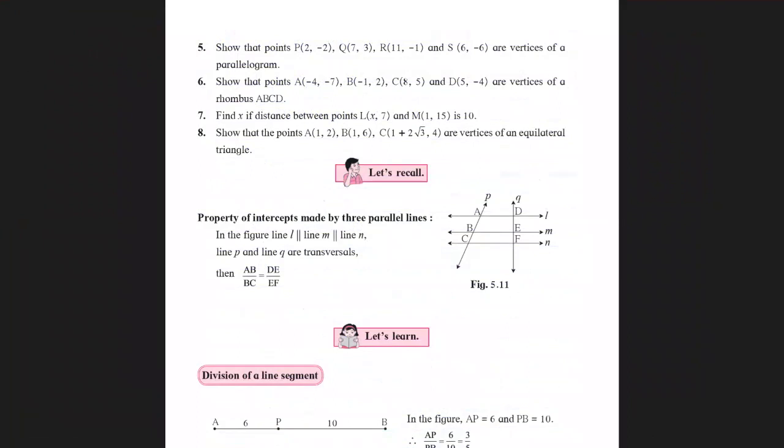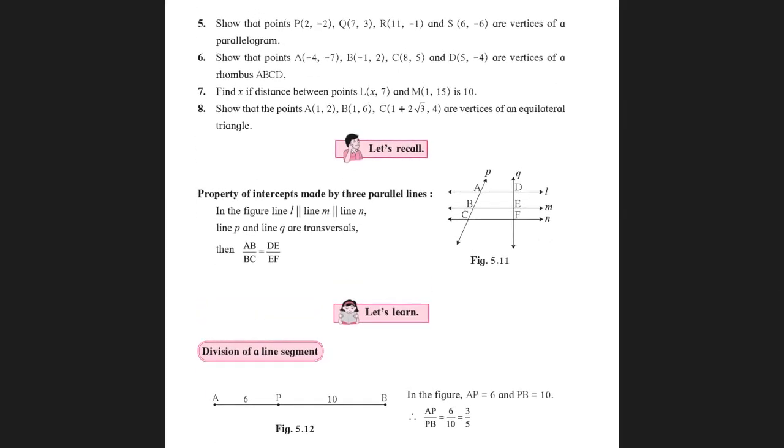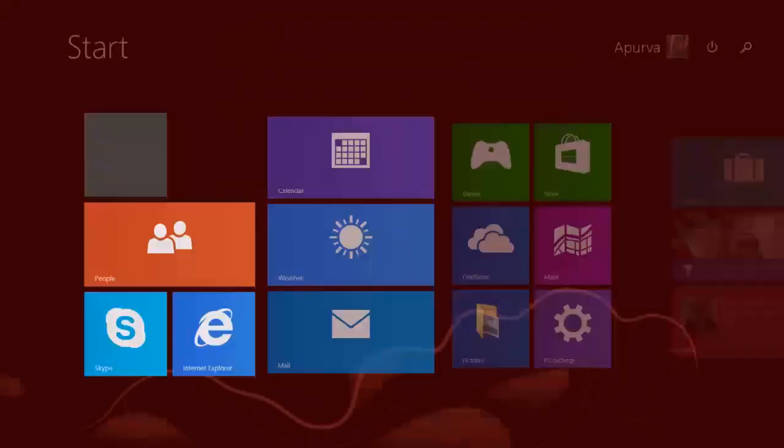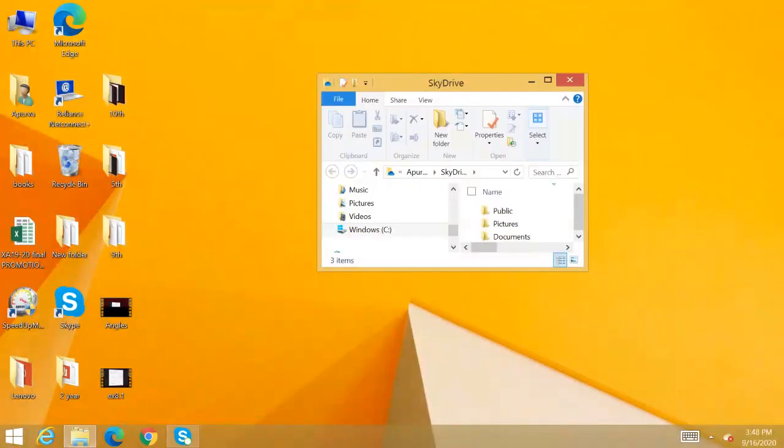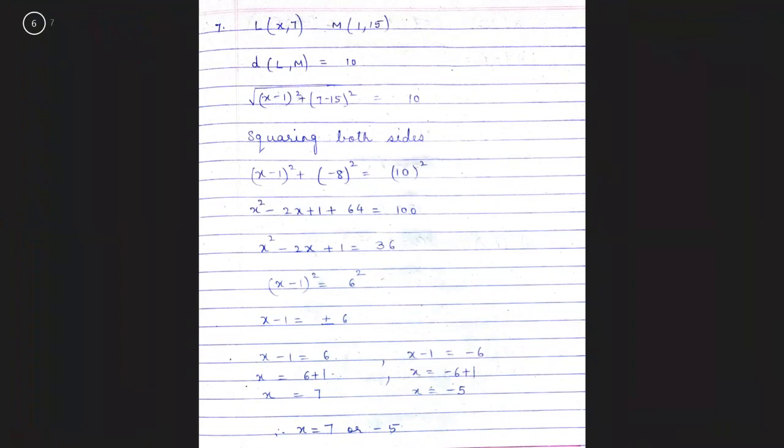You are going to find the distance AB, BC, CD and DA, and since all 4 sides of the figure are congruent, you will conclude that the points are the vertices of a rhombus. So this, children, you will be trying it out yourself. Next, question number 7. Find x if the distance between the points L and M is 10. So we are going to use the distance formula to find the distance between L, M. Of course, L you are given the coordinate is x, 7 and M is 1, 15. So find the distance using distance formula.